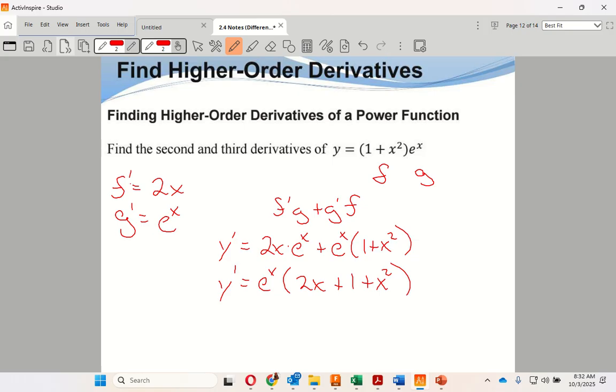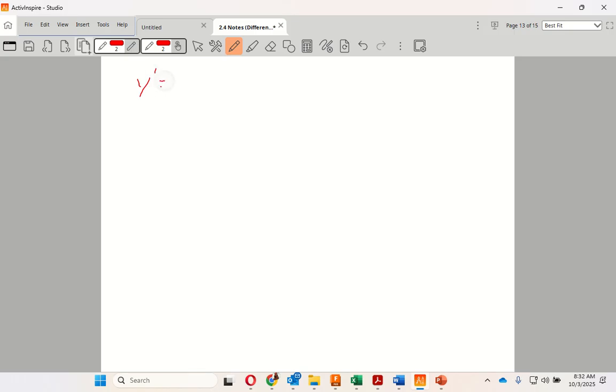And I could go back through and rewrite it. But I will rewrite it because we have to take the second derivative of this. Since I'm taking the second derivative of this, I want it to be in a nice order to make my life a little bit easier. So I'm going to do another page so you guys can see. So my y prime was e to the x times x squared plus 2x plus 1. Did I write that correctly?